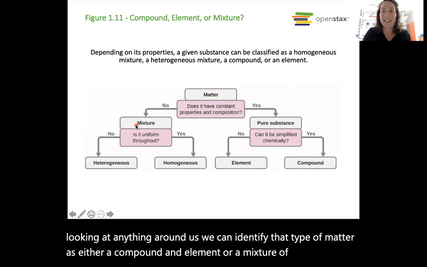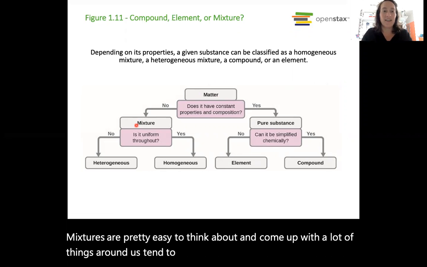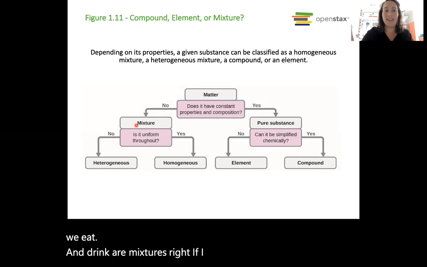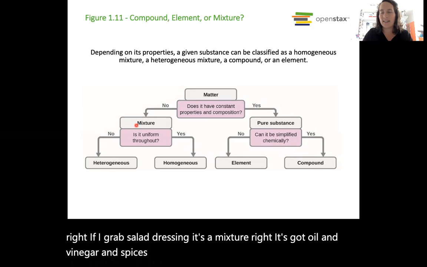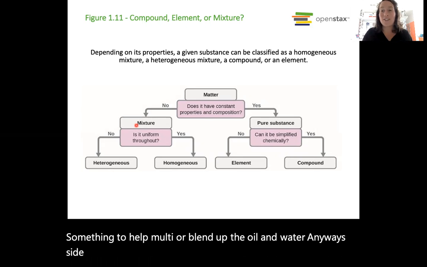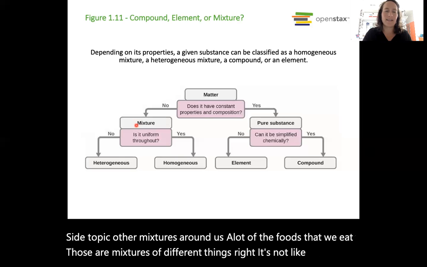Mixtures are pretty easy to think about and come up with. A lot of things around us tend to be mixtures. So things that we eat and drink are mixtures, right? If I grab a Gatorade, that's a mixture. If I grab salad dressing, it's a mixture. It's got oil and vinegar and spices and maybe a little bit of Dijon mustard in it, something to help emulsify or blend up the oil and water. Anyways, side topic. Other mixtures around us, a lot of the foods that we eat, those are mixtures of different things, right? It's not like a pure substance.